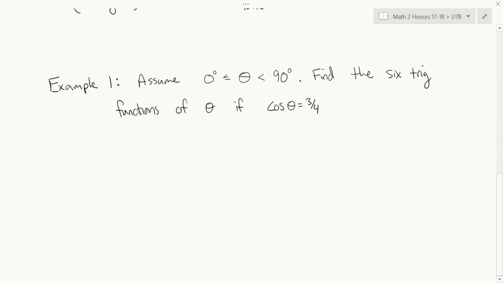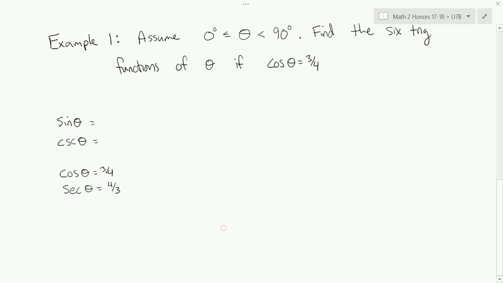I'm going to list them over here on the left-hand side so we know what they are. So we got the sine, and the reciprocal of that would be the cosecant. We got the cosine, which we know is 3/4. The reciprocal of that would be the secant, which we flip over and get 4/3. And the tangent, we don't know, and the cotangent.